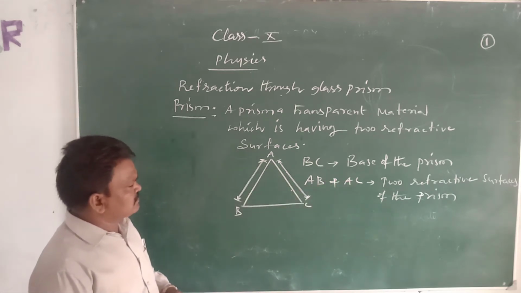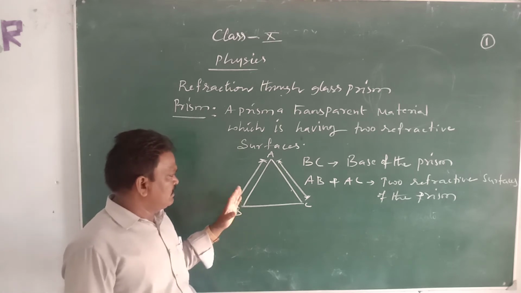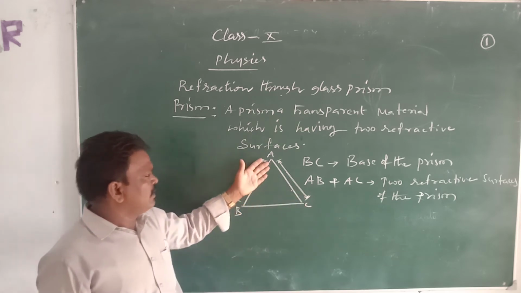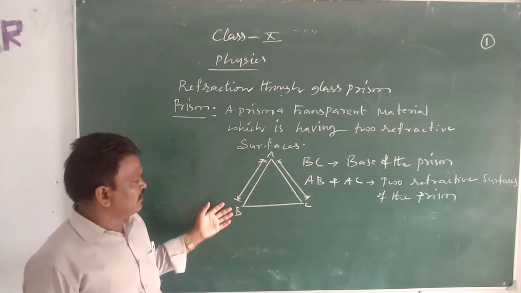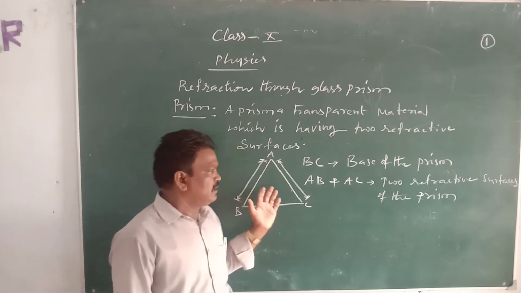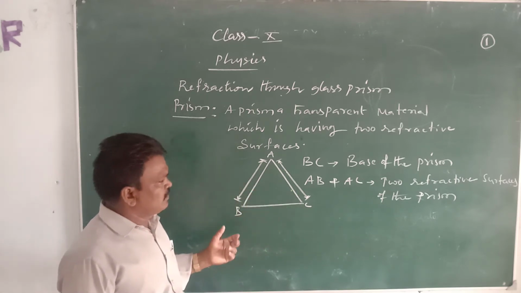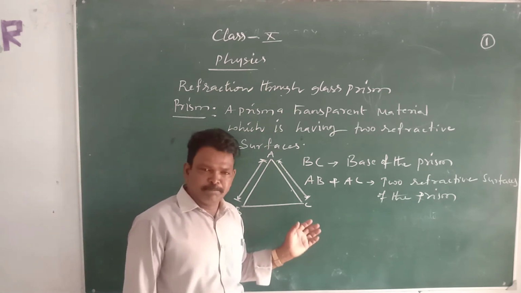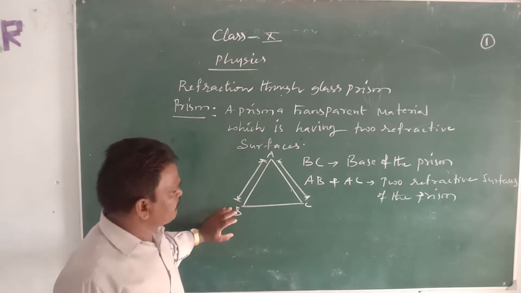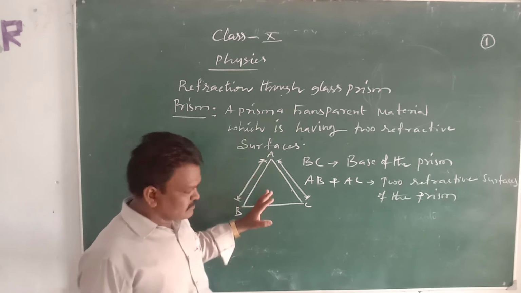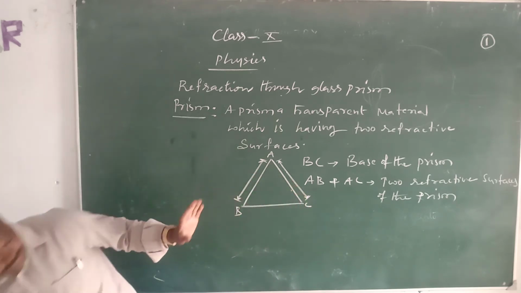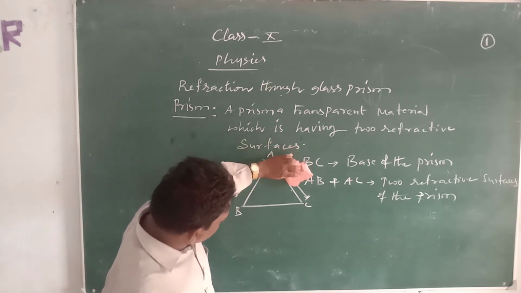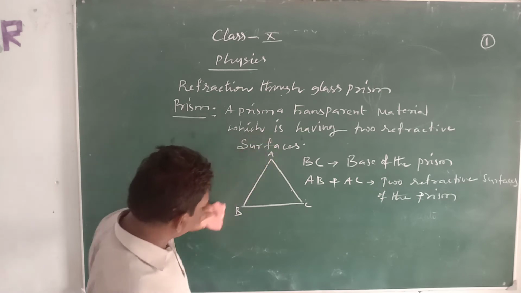So inside this we will now observe what the incident ray, refracted ray and emergent ray are, what the angle of the prism is, and how refraction takes place inside the prism. Actually, lenses are made with prisms. First, we'll see the different geometrical parts inside the prism.